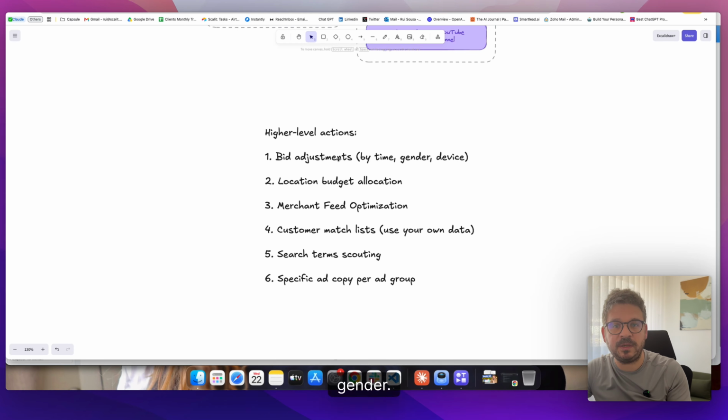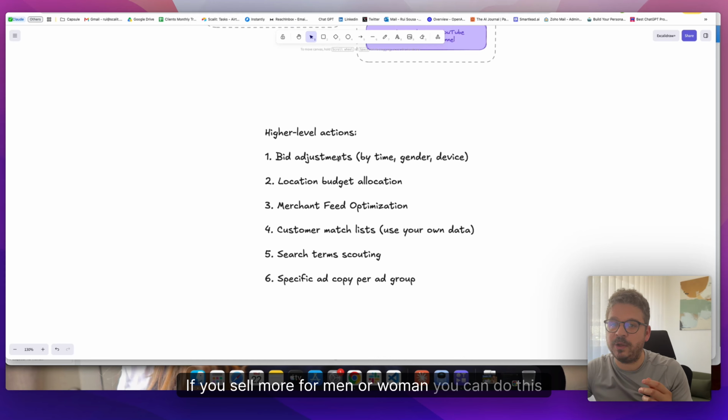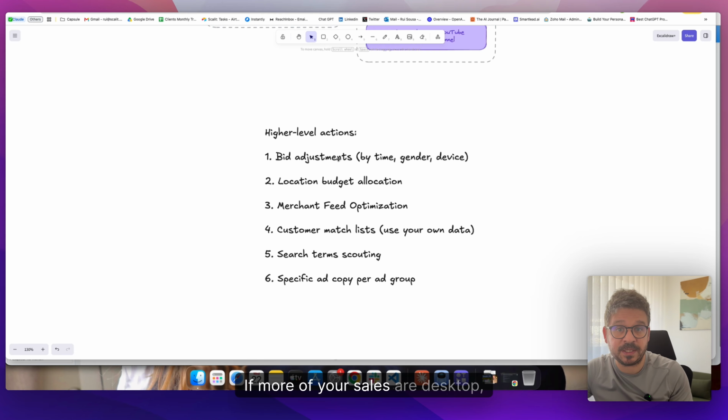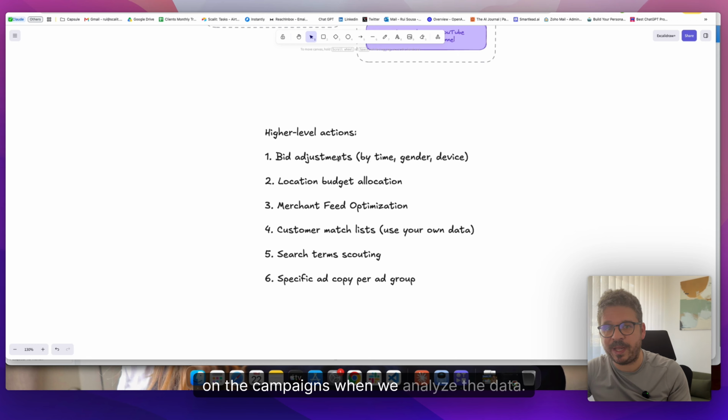Then you can do this by gender, if you sell more for men or women. You can do this by device, if more of your sales are desktop, you can push more for desktop. So that's something we do quite often on the campaigns when we analyze the data.